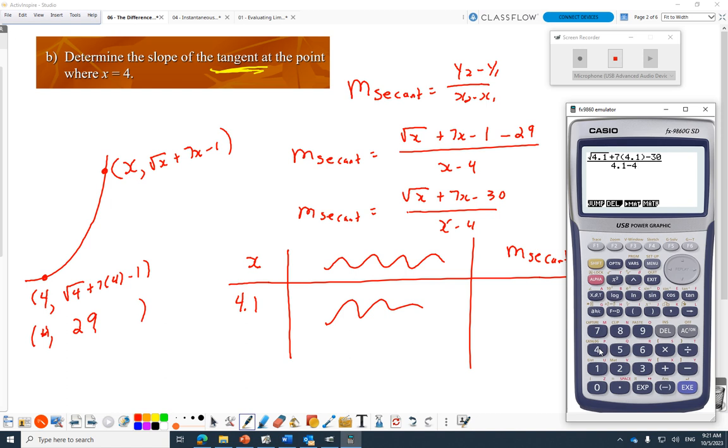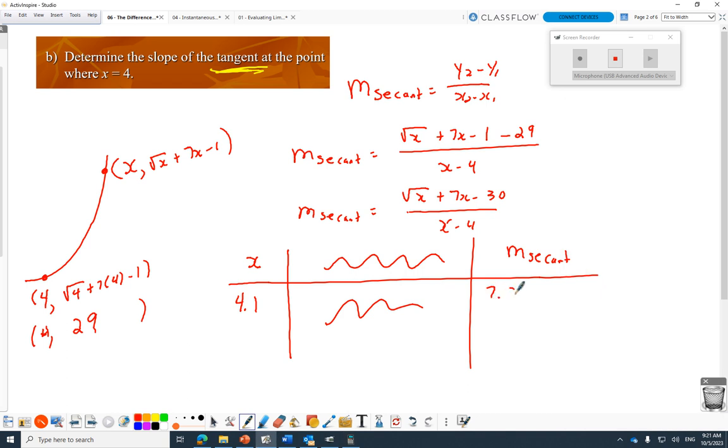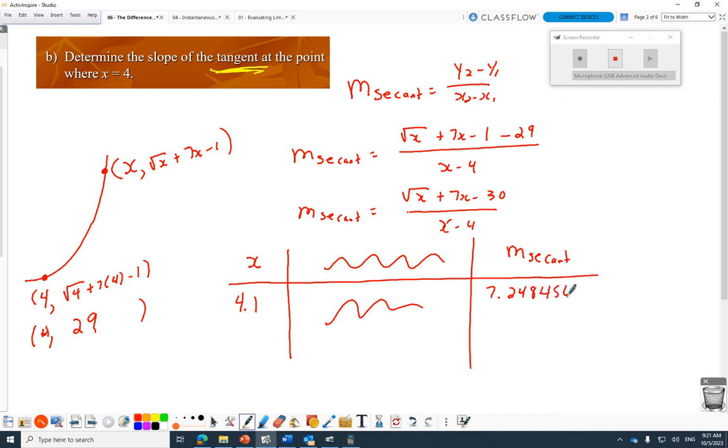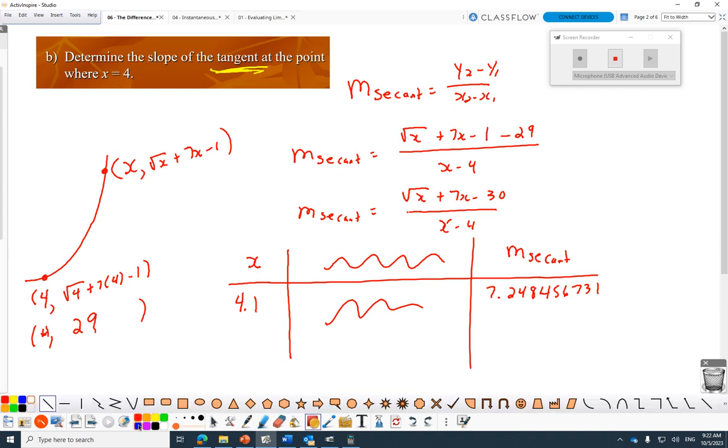Do you get 7.24? I'll put all the decimals down just to make the point. We don't need all the decimals, but 2.48, 4, 5, 6, 7, 3, 1. That's the average rate of change. That's the slope of the secant. That's this slope here. It is close to the slope of the tangent, but I don't know how close it is.